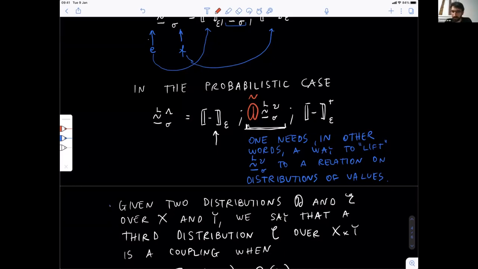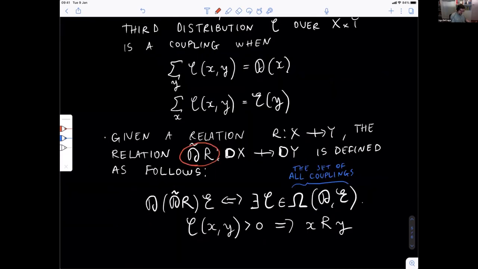There is a question if such a coupling always exists. Yes, there is a way to lift any relation on sets to a relation on distributions. But if this coupling does not exist for particular distributions, then the two distributions are not in relation. Of course, there are distributions for which this coupling does not exist, and in this case the two distributions are not in relation. So the answer is no, it's not true that this must always exist.